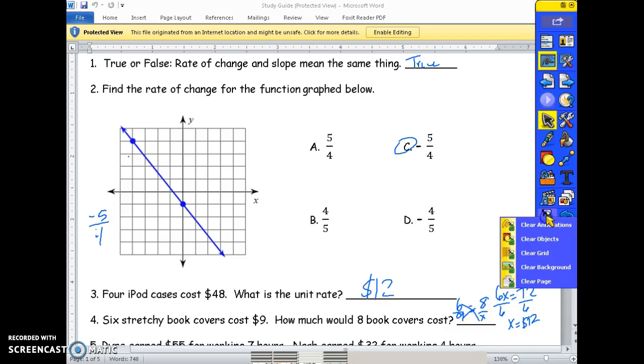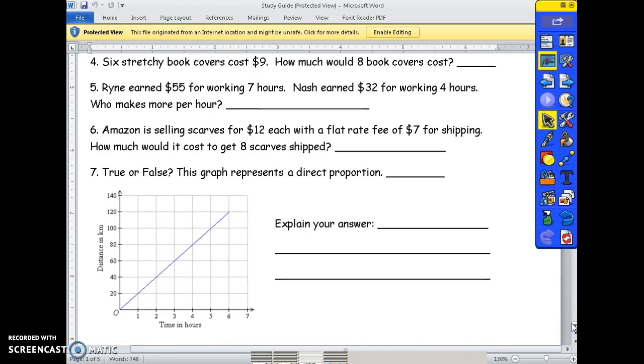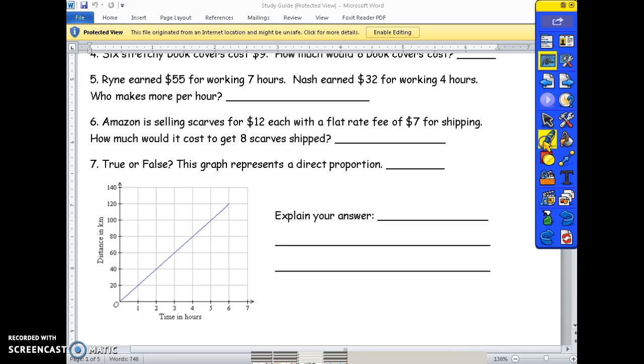For number 5, Ryan earns $55 for working 7 hours. Nash earns $32 for 4 hours. When we divide those, 7 will go into 55 7 times with 6 left over, and it'll go into 68 times. 4 will go into 32 8 times. 8 is bigger than 7 8/10, so Nash earns more per hour.